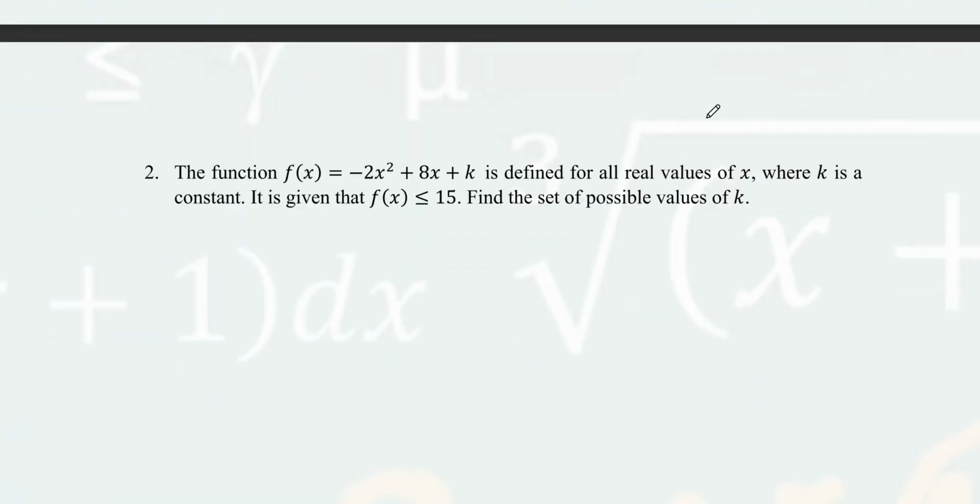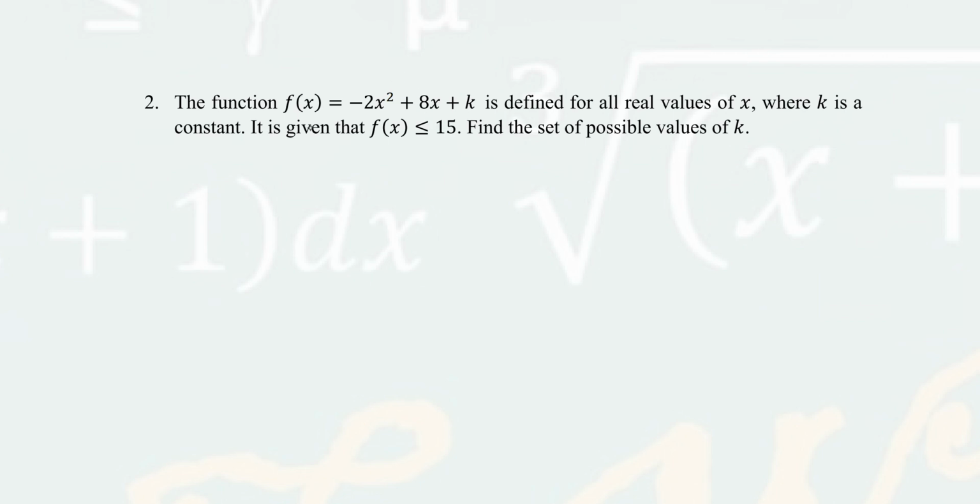Okay, so now question number 2. The function fx is defined for all real values of x. That means any x values where the k is a constant. Given that fx is less equal to 15, find the set of possible values of k. Okay, so from here, since you are given the y value, that means this is the fx less equal to 15. That means this is the maximum value of fx, which is the greatest value. So when greatest value is given, we can find the unknown using completed square form.